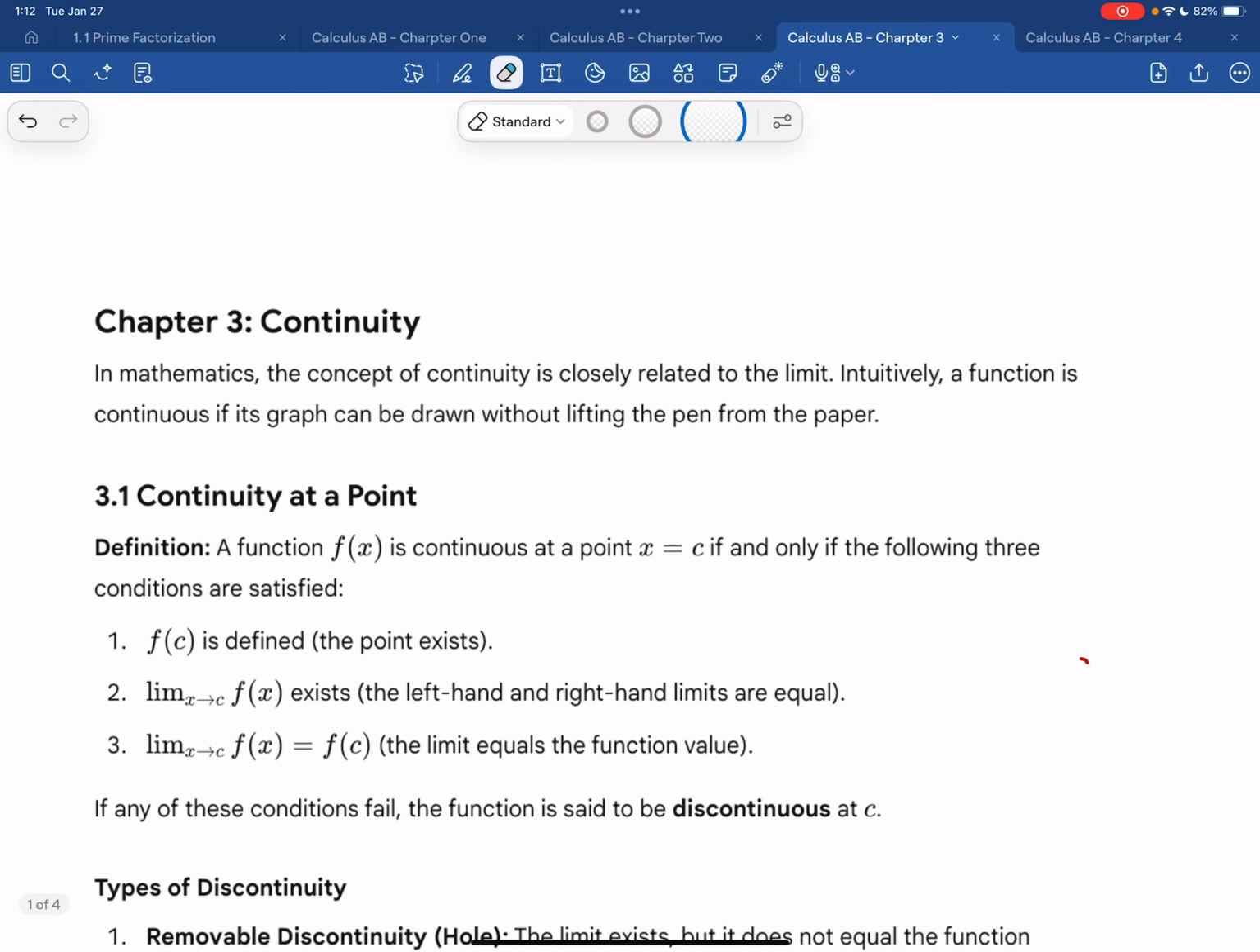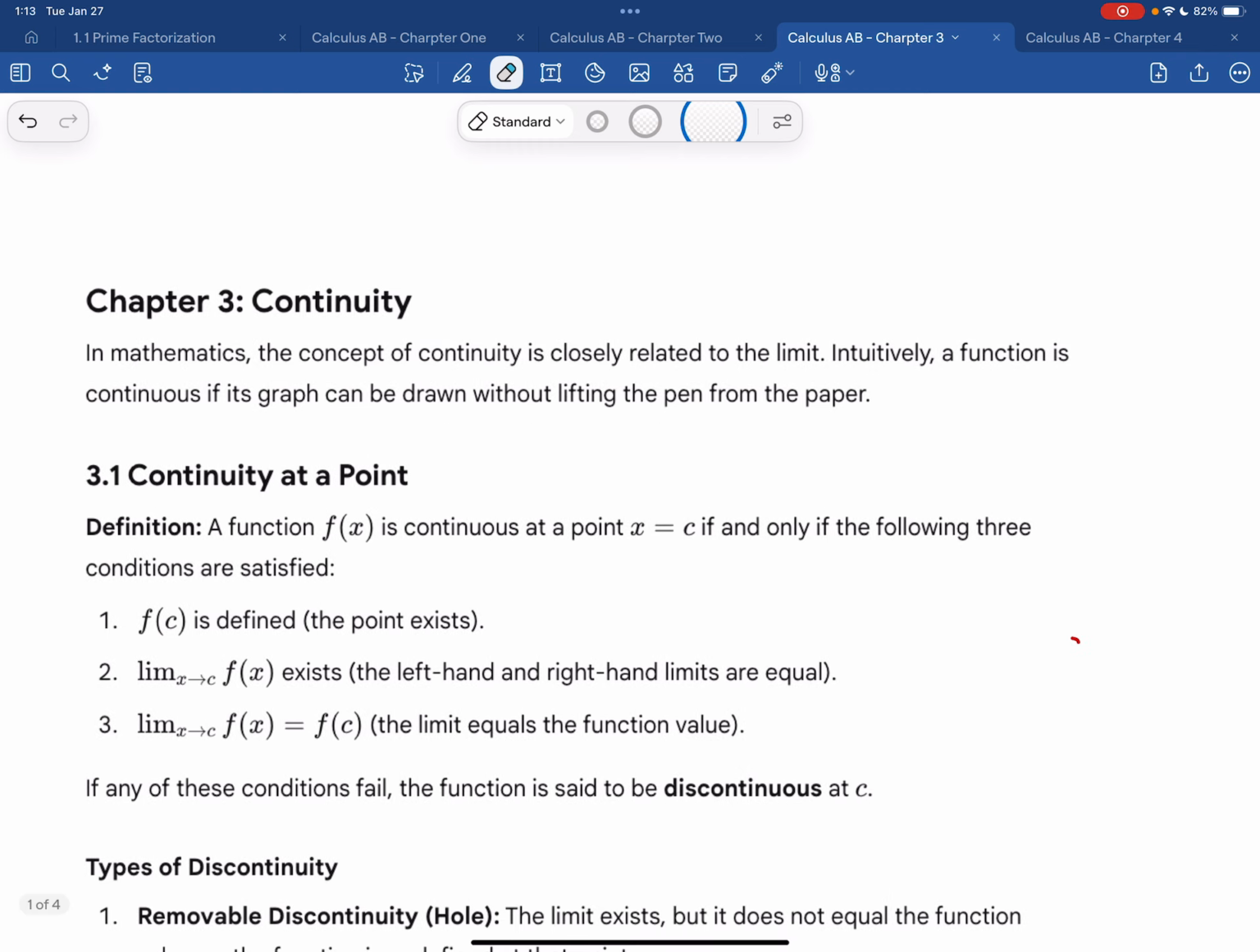We are going to start with chapter 3 of the AP Calculus AB curriculum, and it's continuity. Let me try to define continuity here first. What I want to say about continuity is that it's like being continuous without stopping.